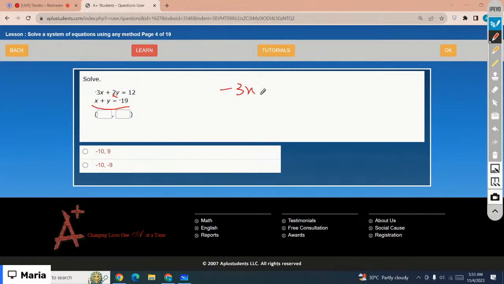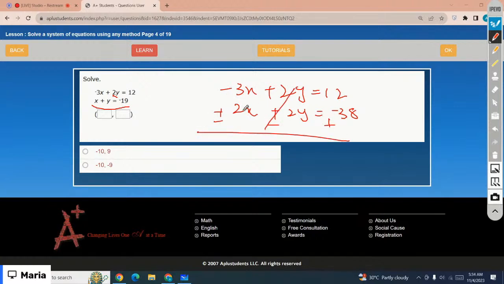So that is negative 3x plus 2y equals 12. Multiplying an equation means you need to multiply everything in the equation. So that is 2x plus 2y equals negative 38. Just subtract the equations, right? Negative 2 minus 3 makes minus 5x. And negative 38 minus 12 is negative 50. So x equals negative 10, right?